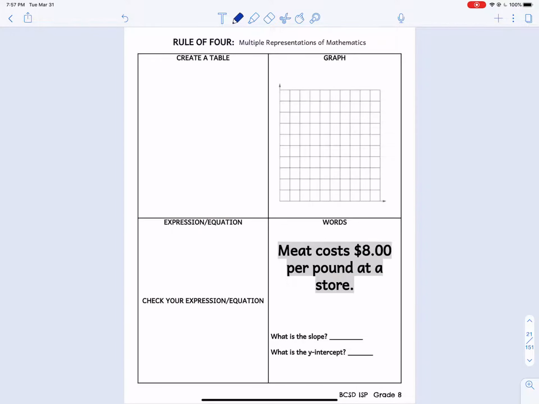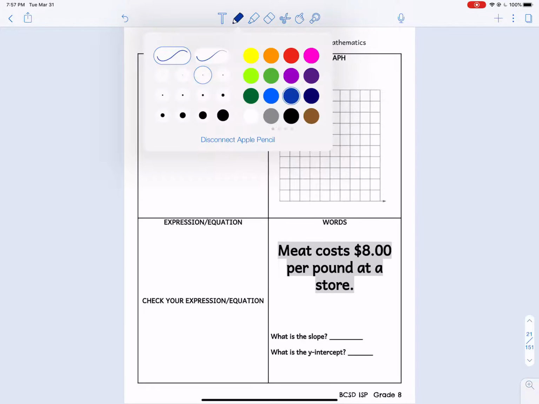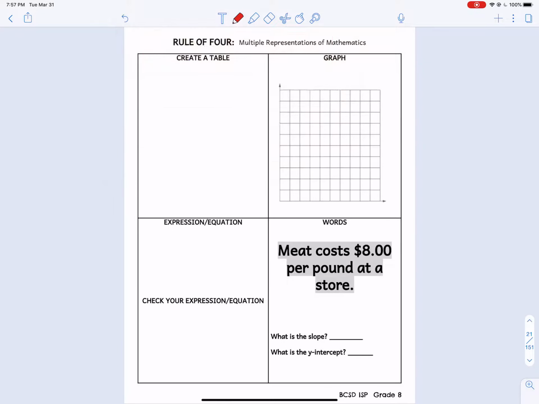All right, so the next page. This is a rule 4. We've done these a lot in class, so I'm not going to go over everything. I'm just going to make sure that we can get our equation and then find slope and y-intercept. We are given some information that meat costs $8 per pound at a store. So $8 per pound, remember, is our clue for slope, or our rate. So our slope is 8.